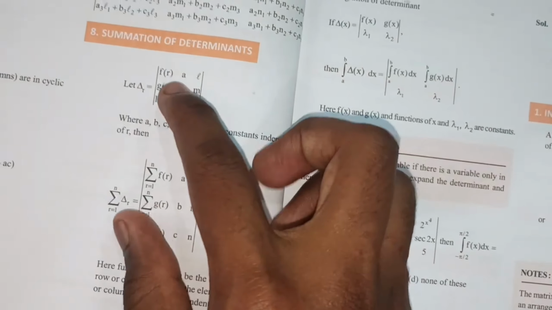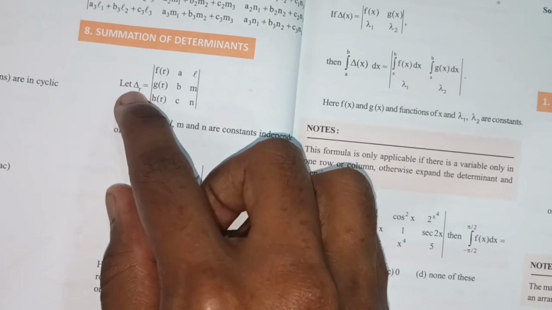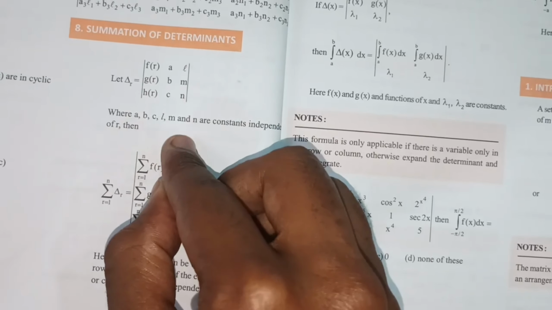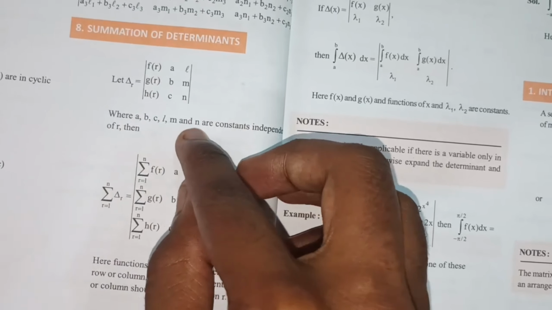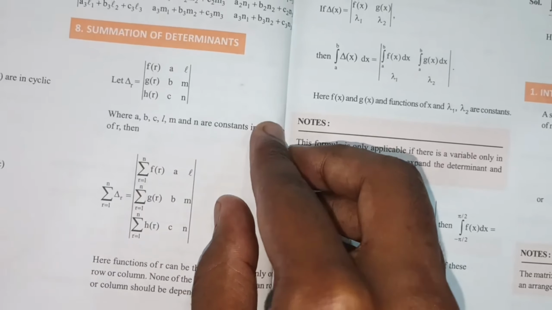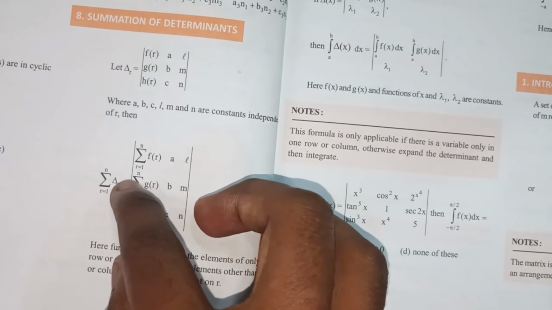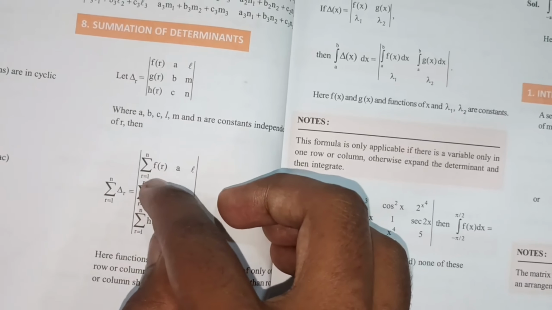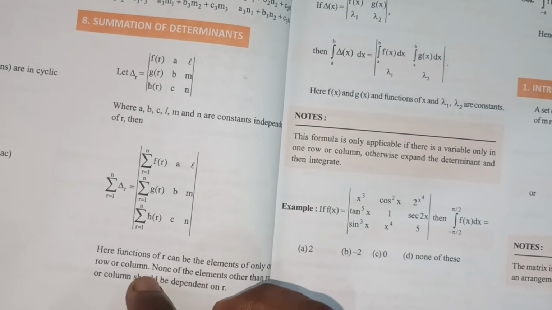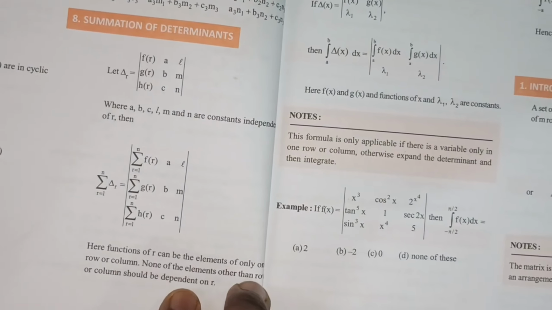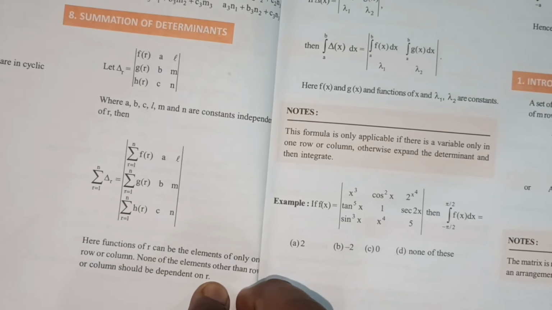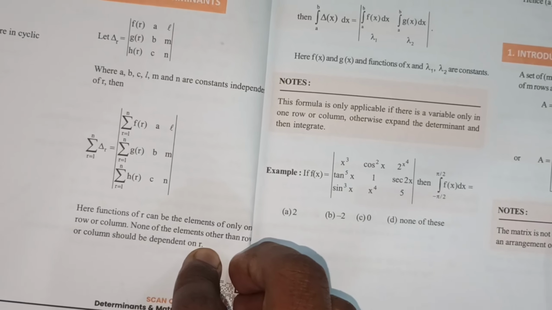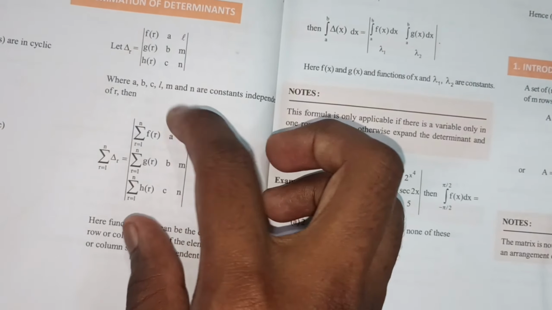Summation of determinants is what here? Delta r equal to f of r, g of r, h of r, a b c, l m n, where a, b, c, l, m, n are constants independent of r. So the summation of delta r for r equal to 1 to n equals the summation of f of r for r equal to 1 to n, a, l. Here the functions of r can be elements of only one row or one column. None of the elements other than that row or column should depend on r. So this is very important.